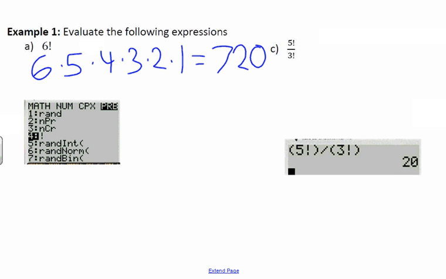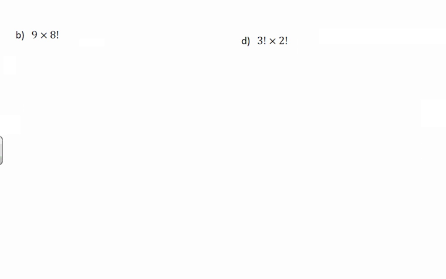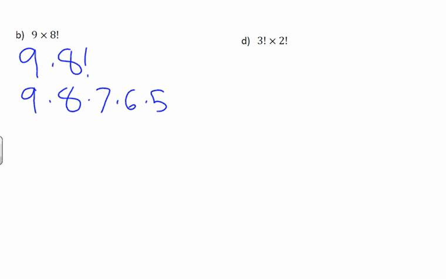Now, for question B, where is question B? Okay, for question B here, we have 9 times 8 factorial. There's a different way we can write this out. So if we have 9 times 8 factorial, that can be rewritten as 9 times 8 times 7 times 6 times 5 times 4 times 3 times 2 times 1. And how can we rewrite this in factorial notation? Yeah, good. 9 factorial, okay? So we can rewrite this as 9 factorial.